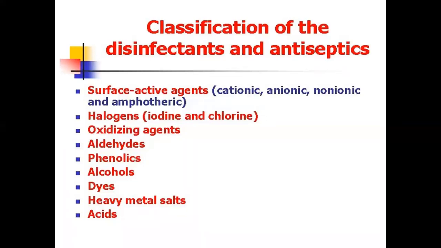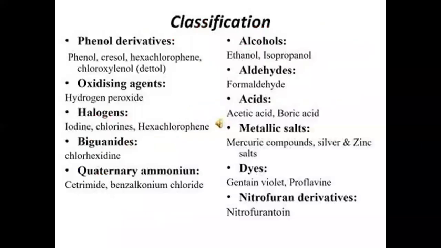After that, we discuss classification, in which it is mainly classified into two main classes: first, physical agent, and second, chemical agent. Physical agent examples are heat and ultraviolet light. And chemical agents are classified into these 11 classes: acid, oxidizing agent, phenolic compound, that is phenol derivative, surfactant, alcohol, halogen, aldehyde, antiseptic dyes, heavy metals, antibiotic, and miscellaneous compound.